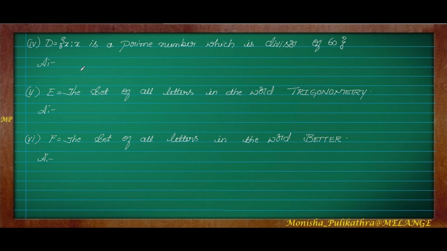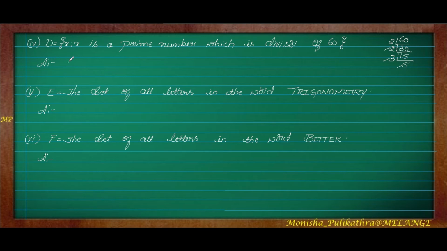Moving on to the fourth question. Here, x is a prime number which is a divisor of 60. Prime number means a number which is divisible only by 1 and itself. So we have to find out which are the prime numbers which divide 60. For this we have to do the factorization. 2 30s are 60 and 2 15s are 30. Next 3 5s are 15. So here we can stop. If a prime number comes, we can stop the factorization. So here 2 into 2 into 3 into 5. All these are prime numbers.